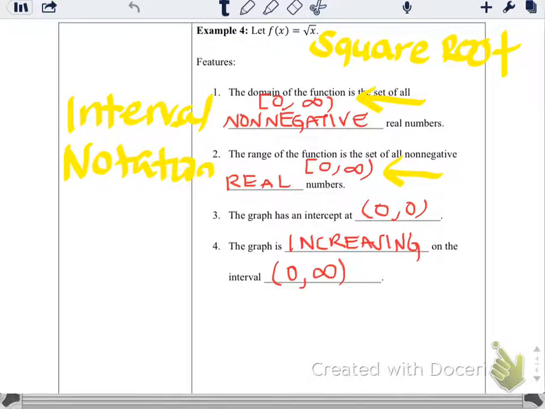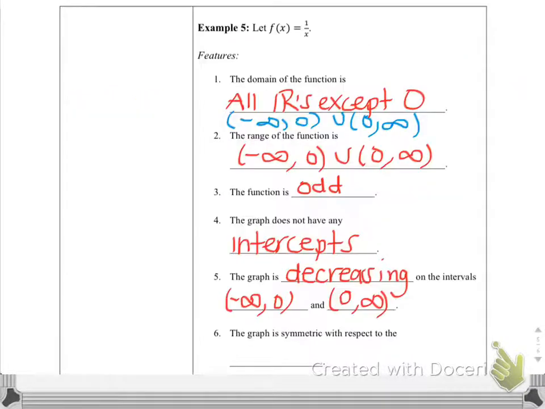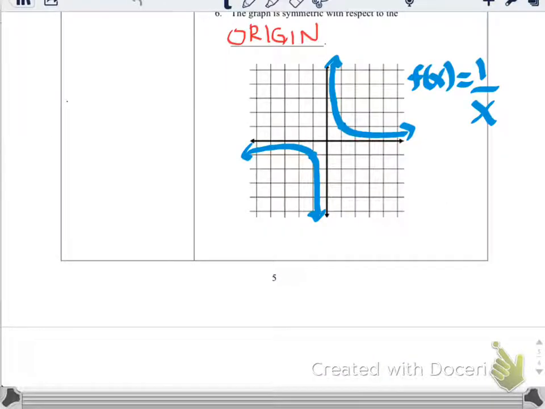And so you need to become familiar with interval notation. All right. The graph has an intercept at (0, 0), as you can see, and it's increasing on the interval 0 to infinity. And again, when we talk about increasing, decreasing, or constant, we never put brackets on our intervals. And there we have it again. And I'm going to give you a chance to draw that function.